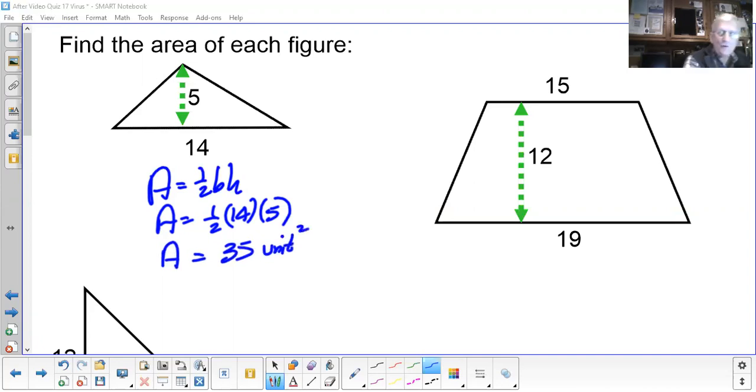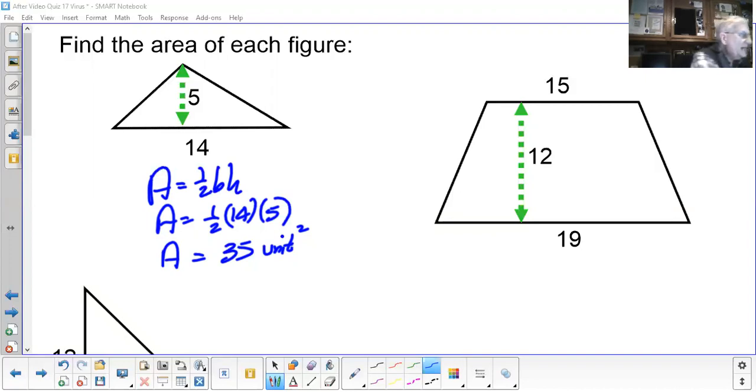We don't have any units written on these figures. If they were centimeters, it'd be square centimeters, centimeters to the second. But since we don't have any of those labels on there, we'll just use units. If it were in feet, it would have been 35 feet squared, or square feet.